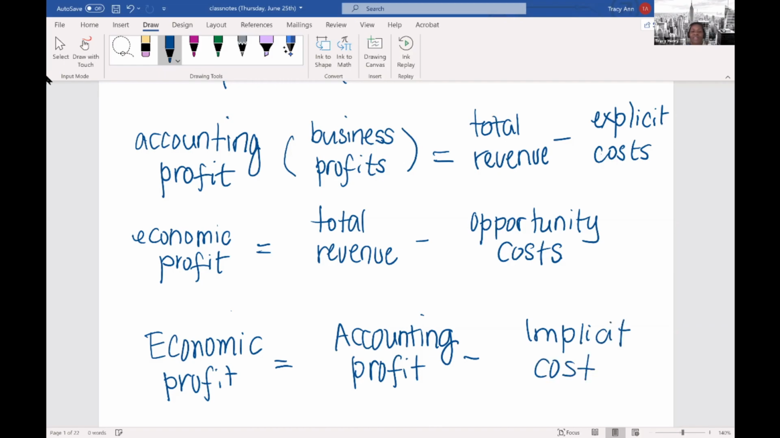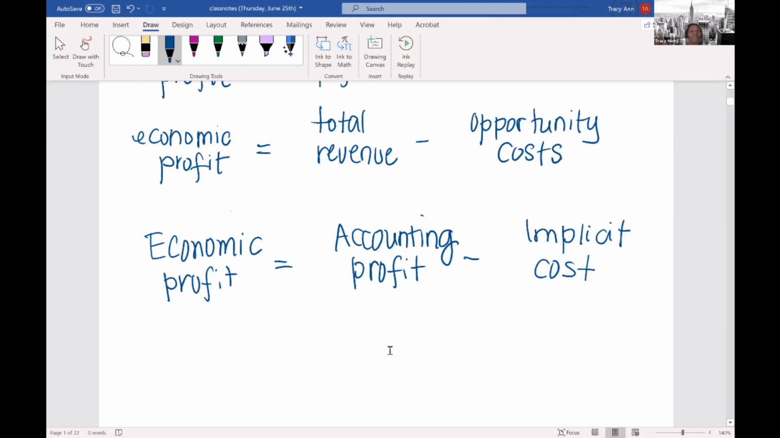So right away, you can see that your economic profit is either equal to or less than your accounting profit.